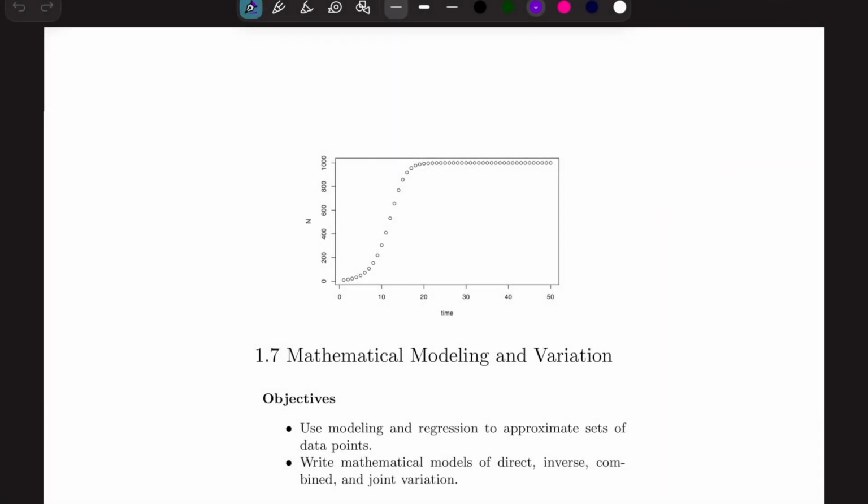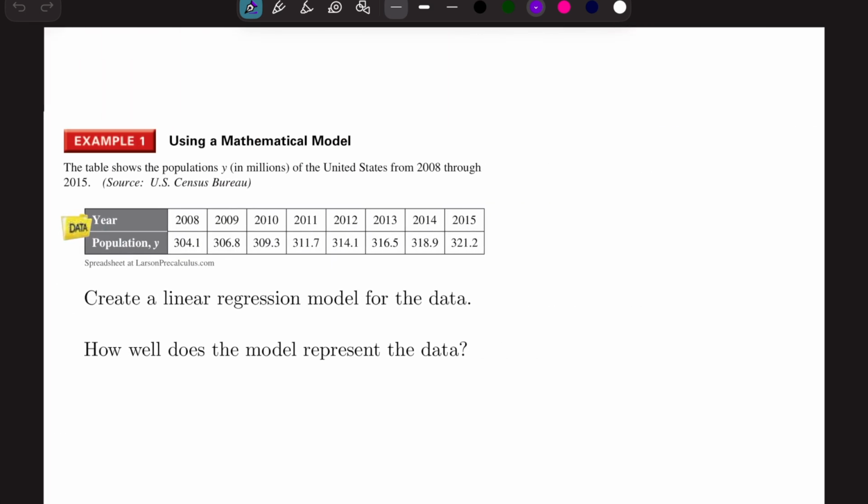Okay, today we're talking 1.7, mathematical modeling and variation. So we're going to use modeling and regression to approximate sets of data points, and then we'll write mathematical models using direct, inverse, combined, and joint variations. So some of this hopefully should be familiar.